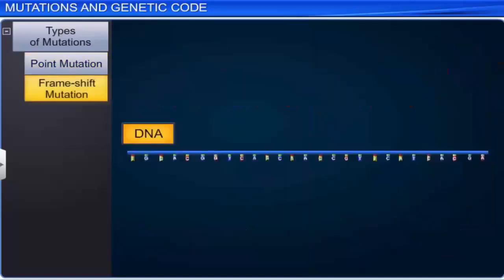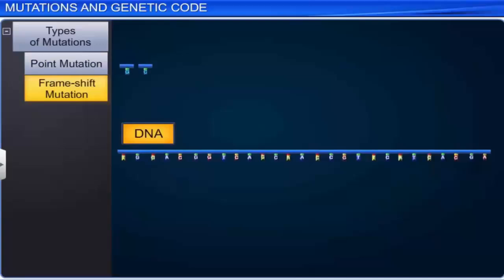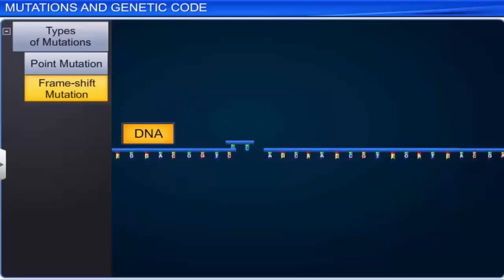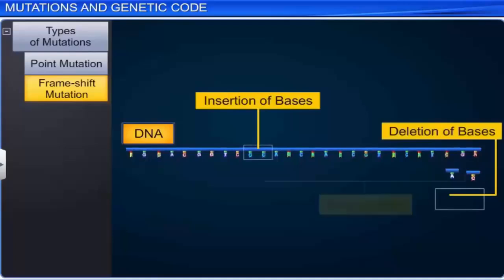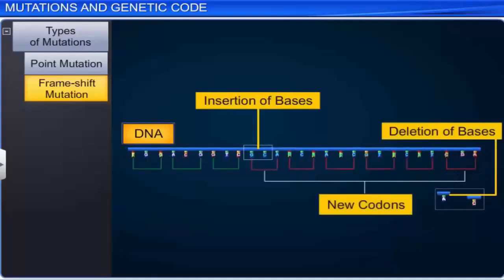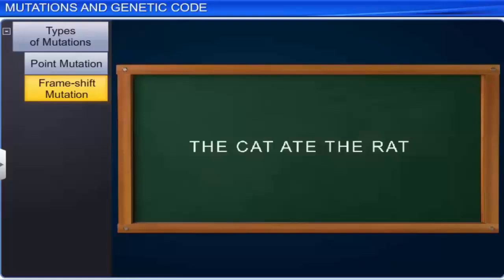In the case of frame shift mutation, two or more bases are either inserted or deleted from the DNA template. For instance, in our example, if we insert two letters R and K, it will change the reading frame, and hence the altered statement will read, "The cat arc tet her at." Whereas, if we delete the two letters, that is one C and one A, from the original statement, the altered statement will read, "The tat eth era T."